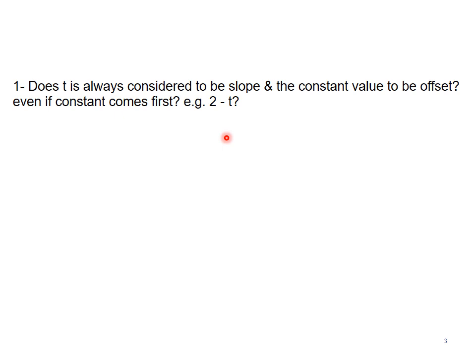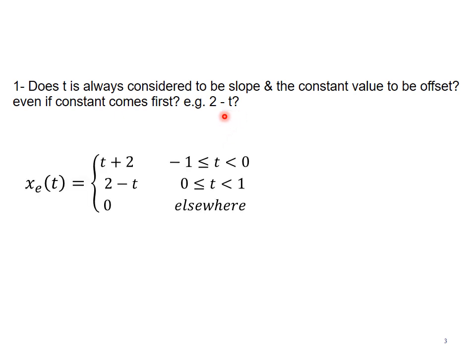And I believe this query is regarding the example that we solved in lecture number 4, in which we decomposed a signal into even and odd parts, and the even part of the signal was this one, right? So here you can see we have an even part which consists of three parts: the part where the signal's value is 0, the part where the signal value is t plus 2 when the time is between minus 1 and 0, and 2 minus t when time is between 0 and 1.